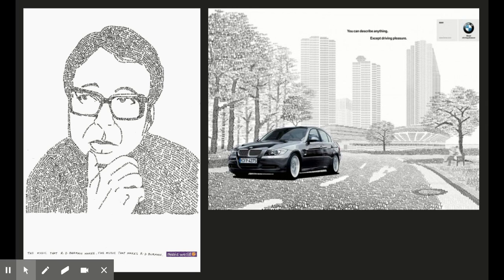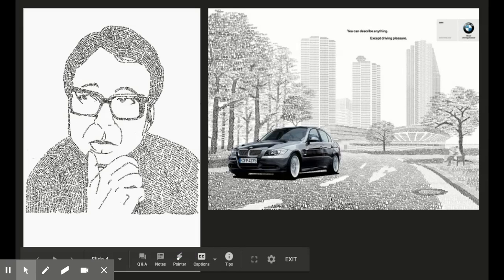So here are some modern day versions of micrography, and there's some that are used in advertising and some that are not. This was done by a student. This is very similar to what you're going to be doing, maybe not as intense or as detailed. And you are going to have a background on yours. But this is a modern day version.